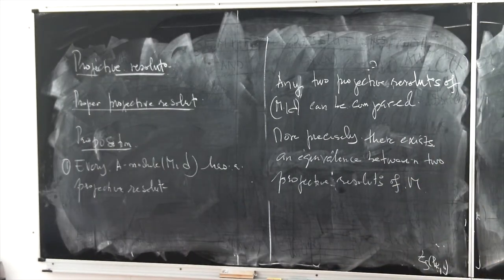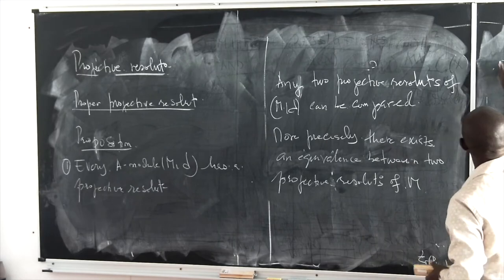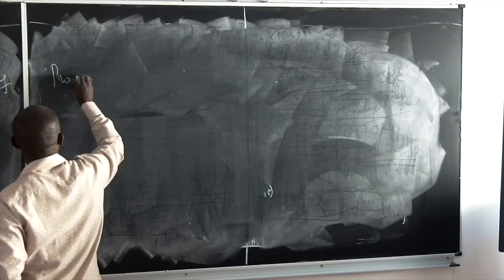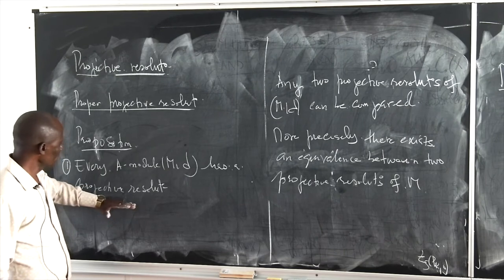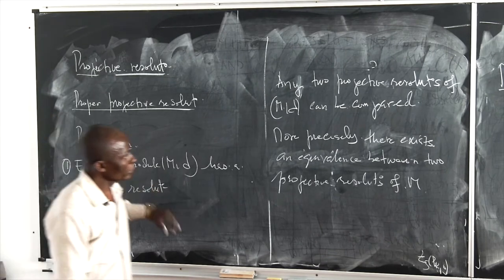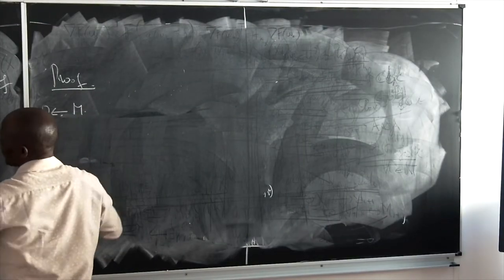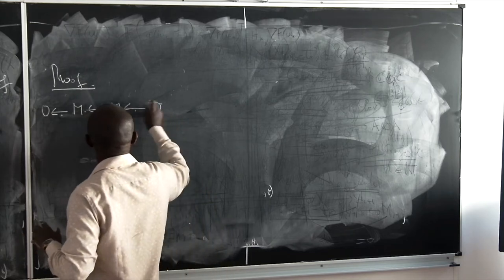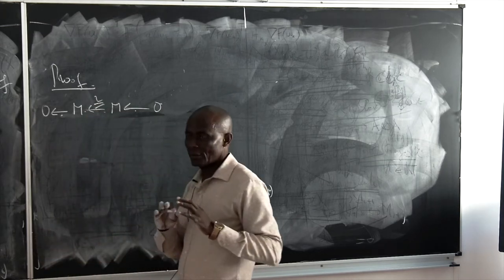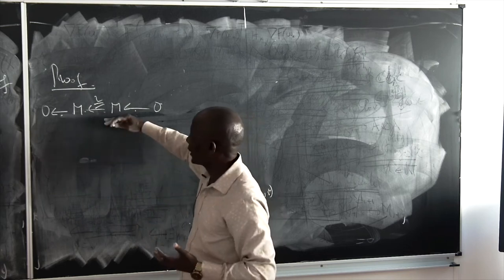Now let us prove the results that I gave here. Proof. We are going to prove that for an arbitrary A module M, we can build a free resolution. Just consider, if our M is free, we don't have a problem. We just have to take this. If our M is free, we have this resolution. So the existence of the projective resolution is done by taking this.